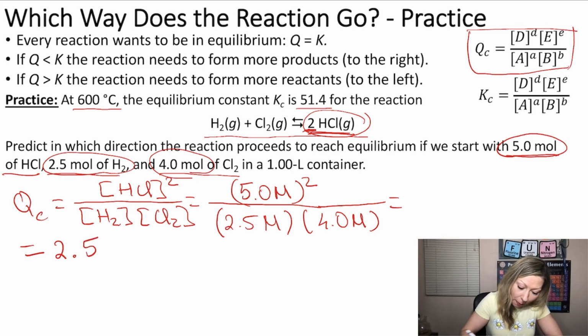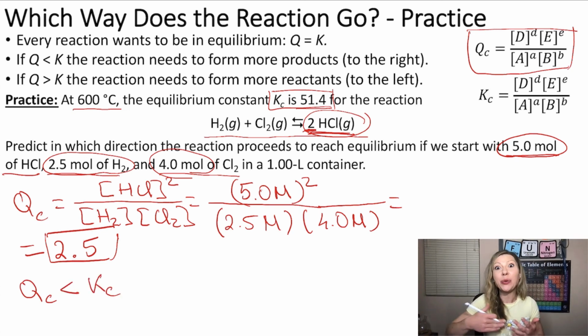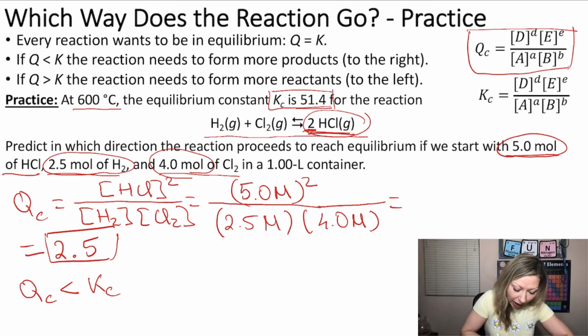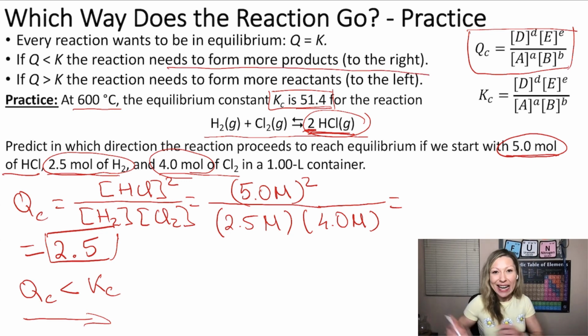Now we can compare the value of Qc with the value of Kc, and it is visible that Qc is smaller than Kc. So this means that we need to make more products, so the reaction will proceed to the right, towards the products. All right, I hope this makes sense.